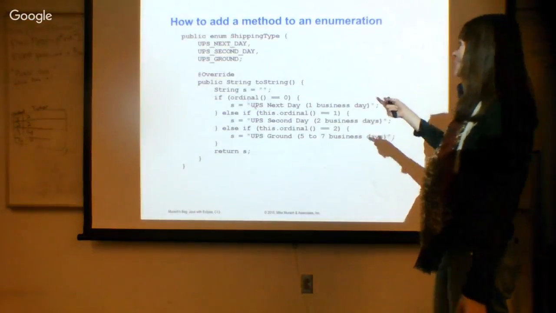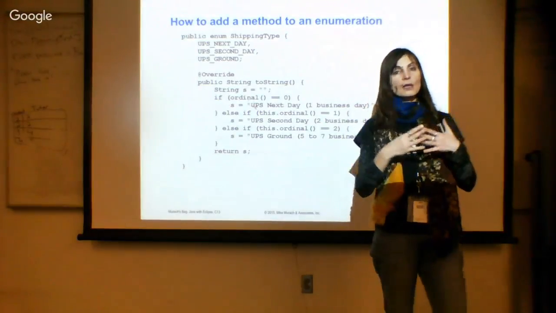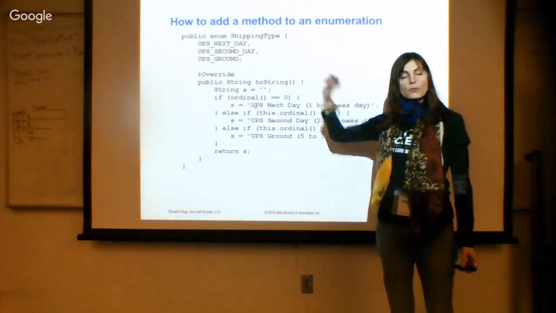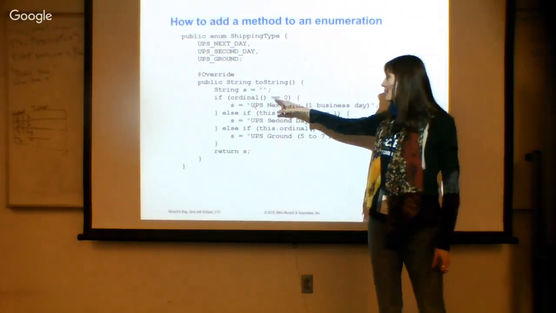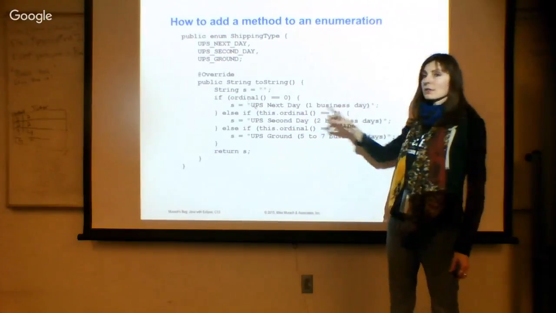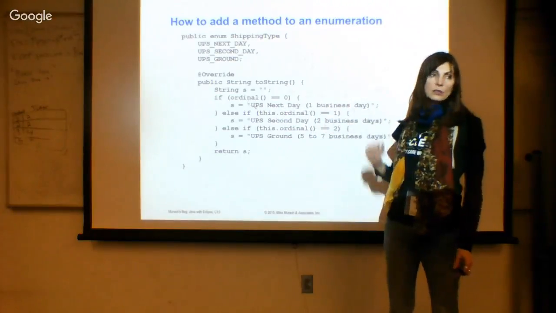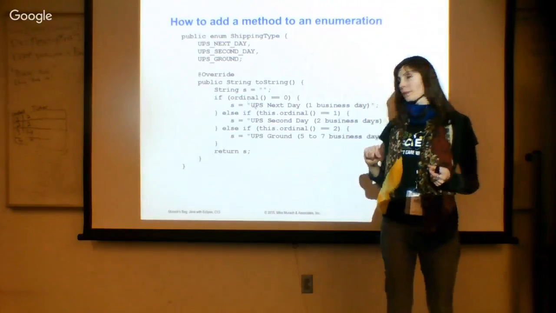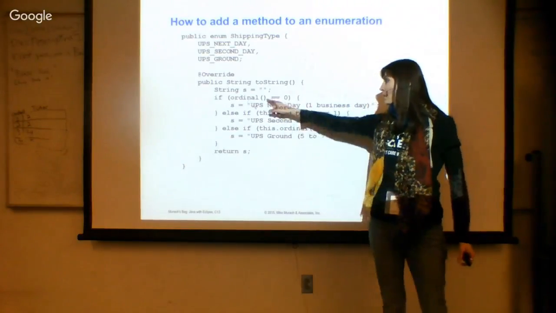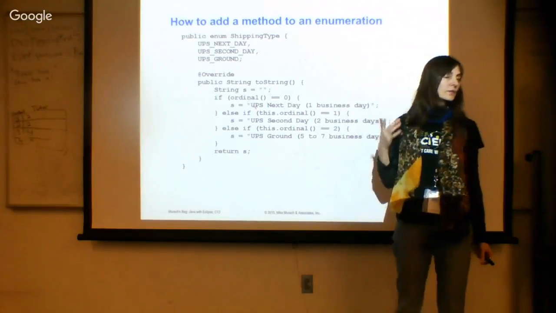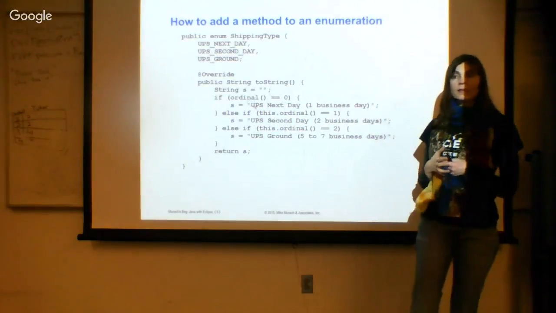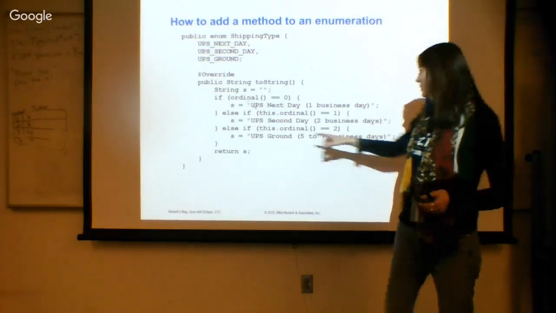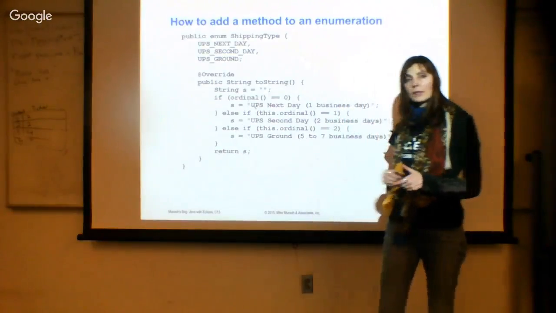So you may want to add a method as part of the enumeration. In this case, by overriding toString from the Object class, you can use the ordinals here. So if the ordinal is 0, it's 1 day shipping, and so on. This is just an alternative to using the constants. It allows you to see how you might use the ordinal method that's part of the enumeration implementation. And then you return the string. Right? Any questions?